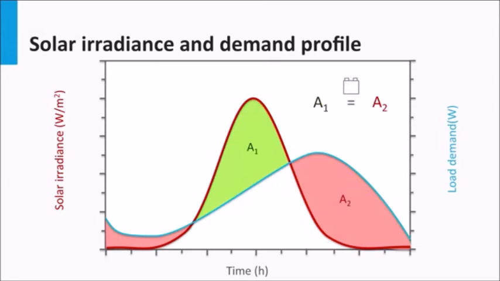With the introduction of the battery storage in the PV system, the excess energy from the sun during the day can be stored in the battery. The battery can then be discharged during the periods of low solar irradiance, and thus the load demand can be met.